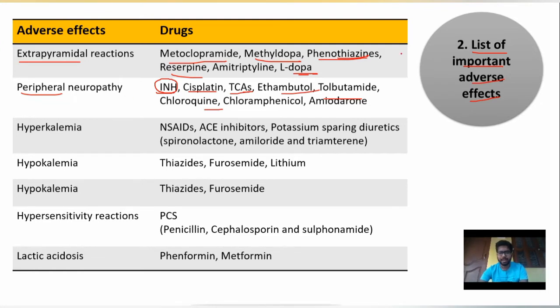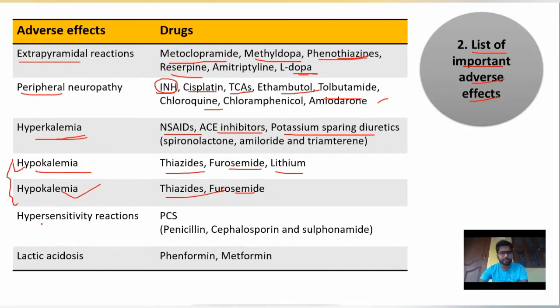Apart from all these drugs, there are some other drugs also. I have just listed the important ones. Then hyperkalemia, the drugs which produce hyperkalemia are NSAIDs, ACE inhibitors, potassium sparing diuretics. Then hypokalemia is produced by thiazides, furosemide. Then lithium. I have miswritten this twice, so this is the same: thiazides, furosemide.